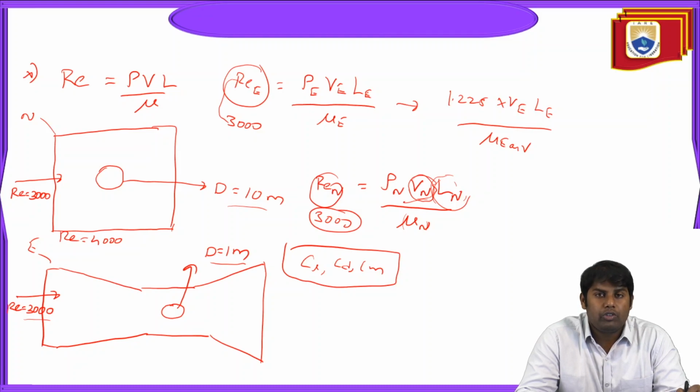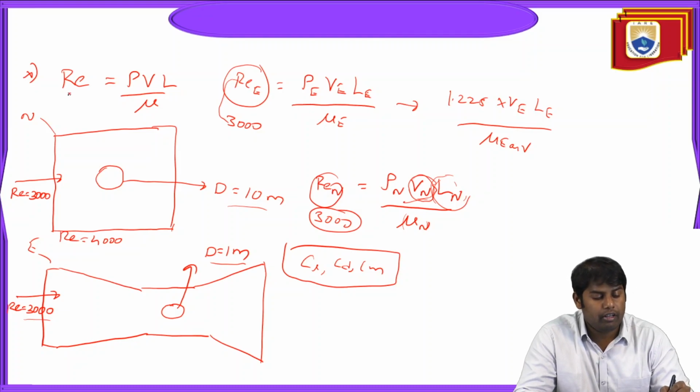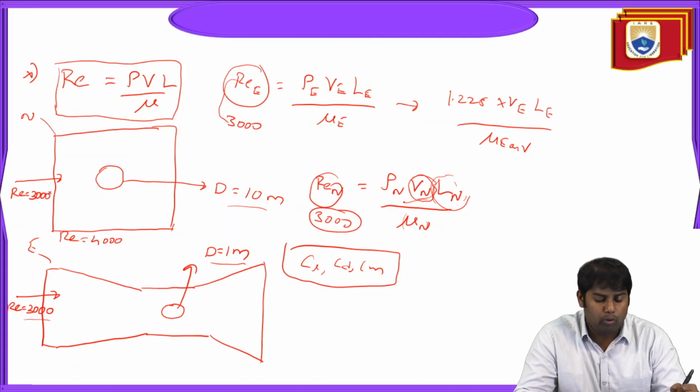So if you are using Newtonian fluids, you can use anything, air or water, to do the experiment. So this is one thing which we have seen for the incompressible flow, where the Reynolds number is playing a key role to equate the experimental and the numerical.